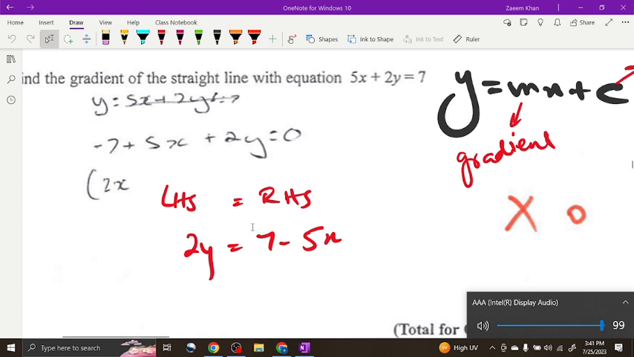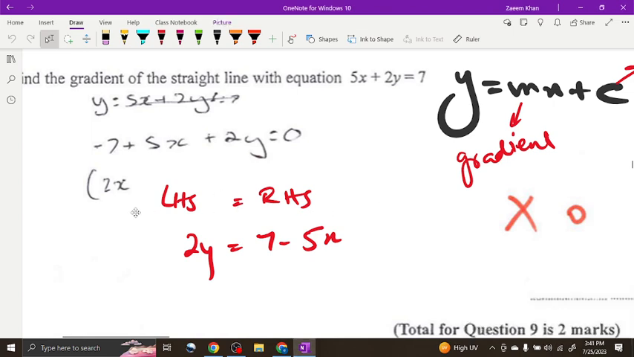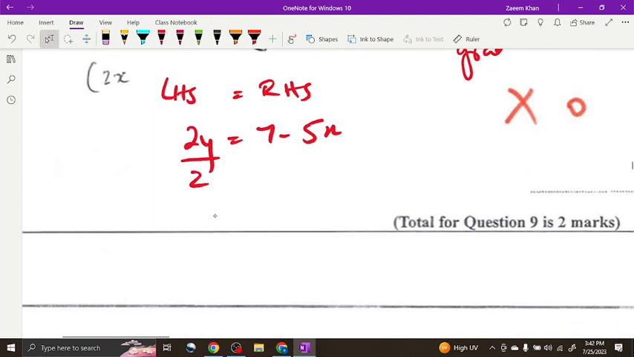Got you on the big screen now. What do we do with the 2y now? We divide both sides by 2. We divide this entire thing by 2. These two get cut out. We're left with 7 over 2 minus 5x over 2.